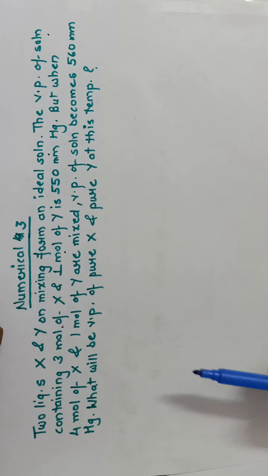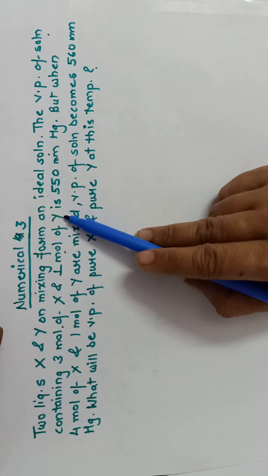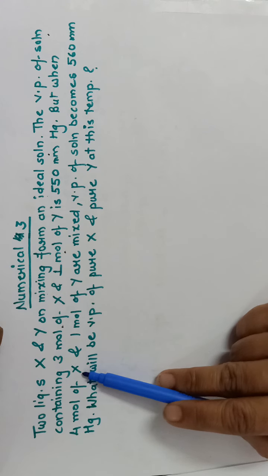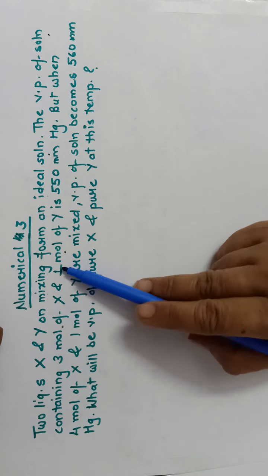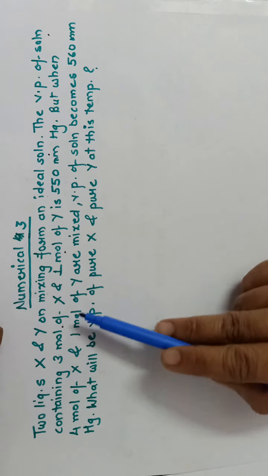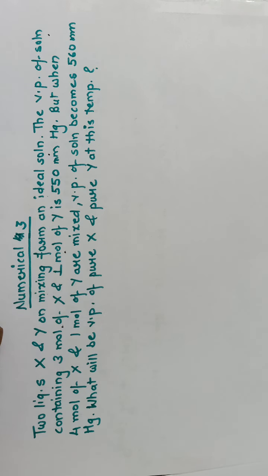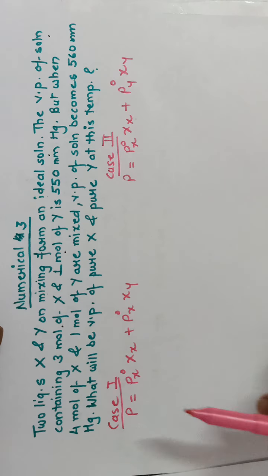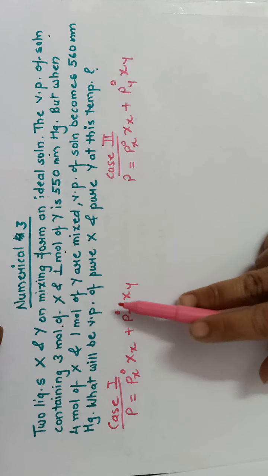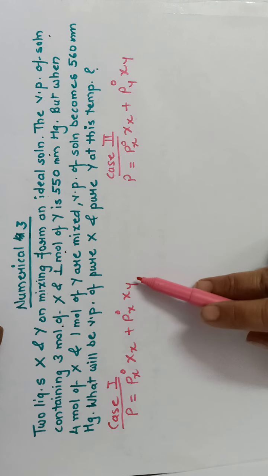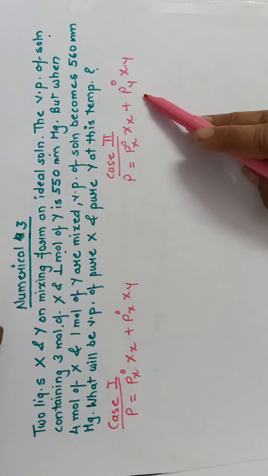Now in this numerical there are two cases. In first case there is a mixture of 3 mole of X and 1 mole of Y, whereas in second case it is 4 mole of X and 1 mole of Y. So total number of moles will be 4 here, and here total number of moles will be 5. So using this now we will solve the equation. Using the formula, total pressure equals P naught A XA plus P naught B XB. Now A and B I have replaced by X and Y so that I can correlate it with the numerical. There are the two cases.